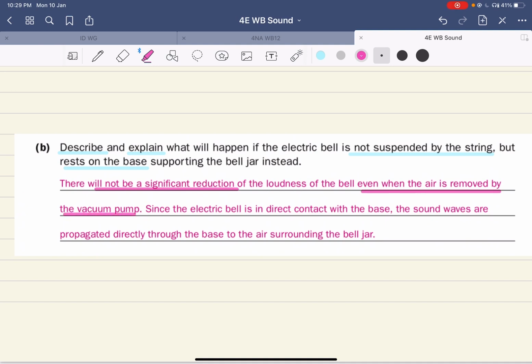This is because, and the next part goes into the explain part, the bell jar is in direct contact with the base. The sound waves are propagated directly through the base. You can mention that the base is solid, through the base to the air surrounding the bell jar. Then through the air, again creates a series of alternating compressions and rarefactions, which propagates through the air to reach our ear.